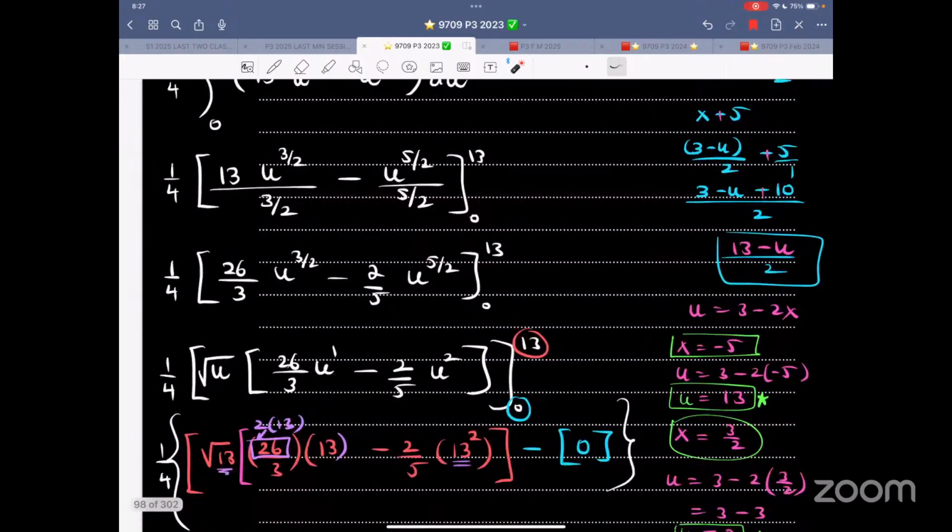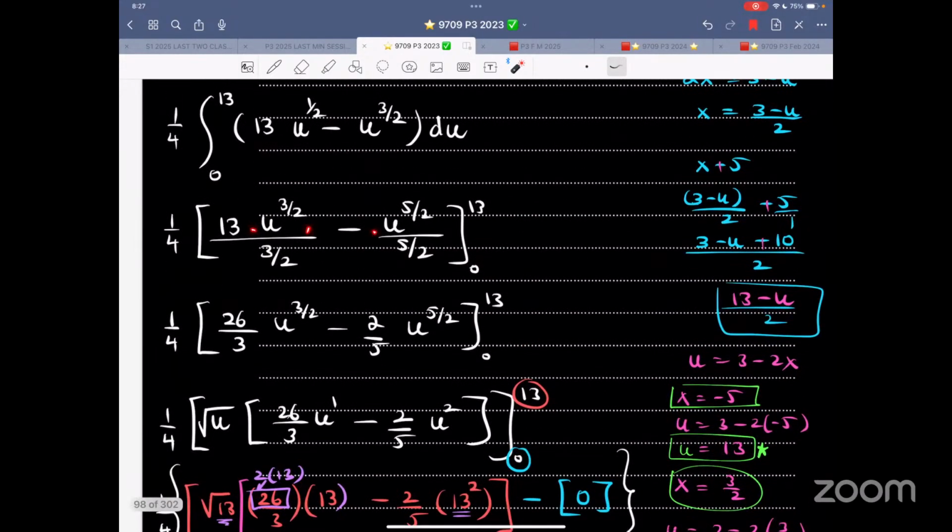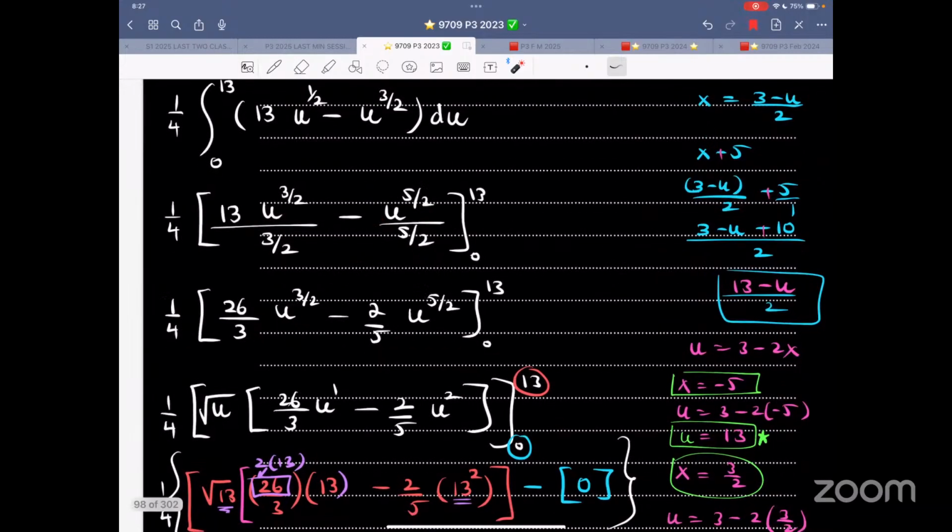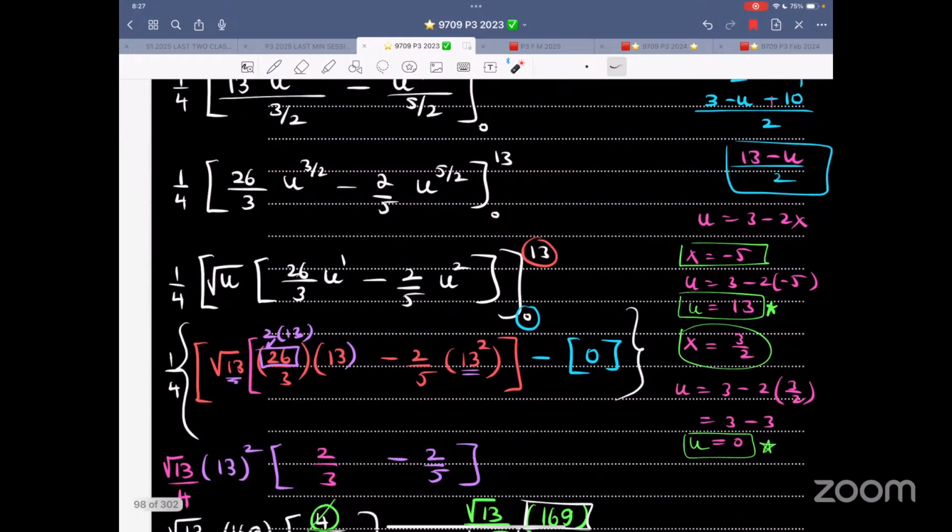And now this is basic integration, P1. Simplify, simplify. Now plug in the limits. So now first I plug in 13. I took root u common. This is u power half, this is u power 2. Because this is 1.5, this is 2.5. So you took half common, this becomes 1, and this becomes 2. Be very careful with indices.